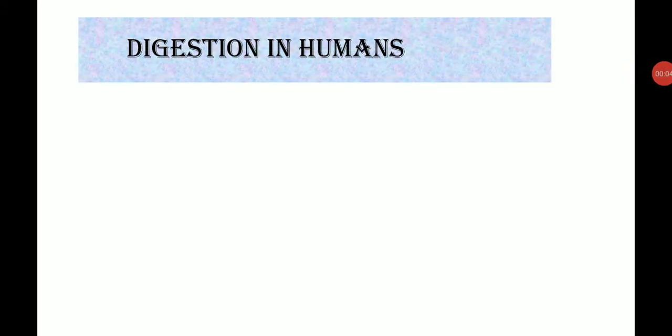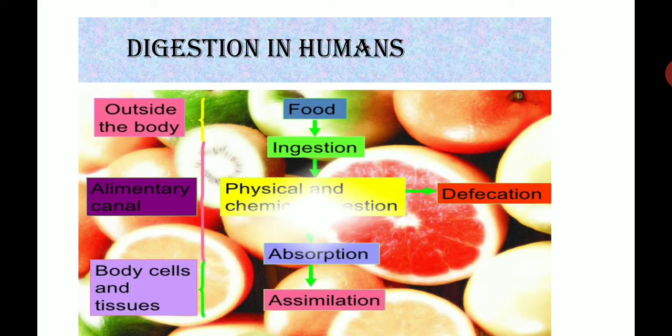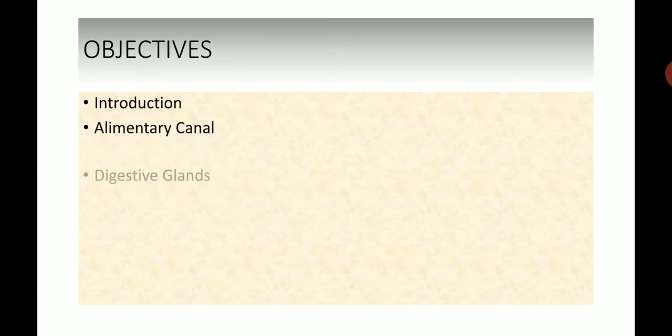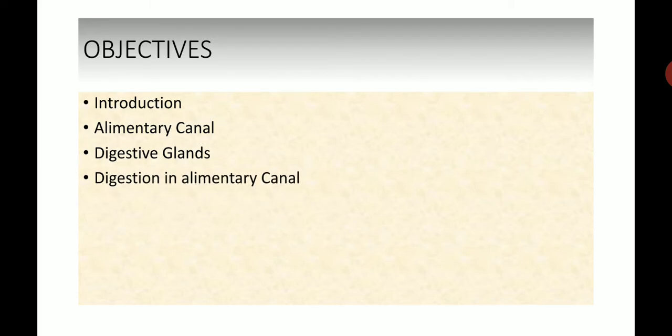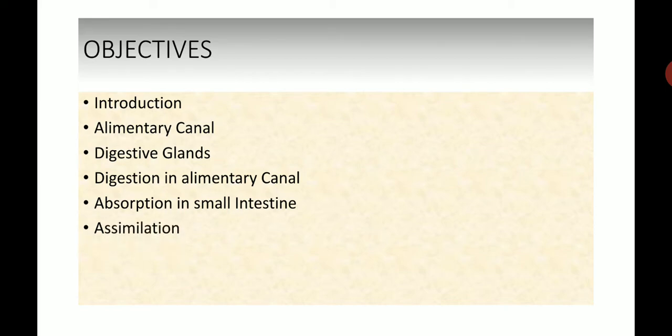Hello children, today we will be discussing how digestion takes place in humans. We will be discussing all the 5 main processes. First we will start with the alimentary canal, then the digestive glands associated with it, then how exactly the digestion takes place in the alimentary canal. Then we will be dealing with the absorption in the small intestine, and then finally assimilation.